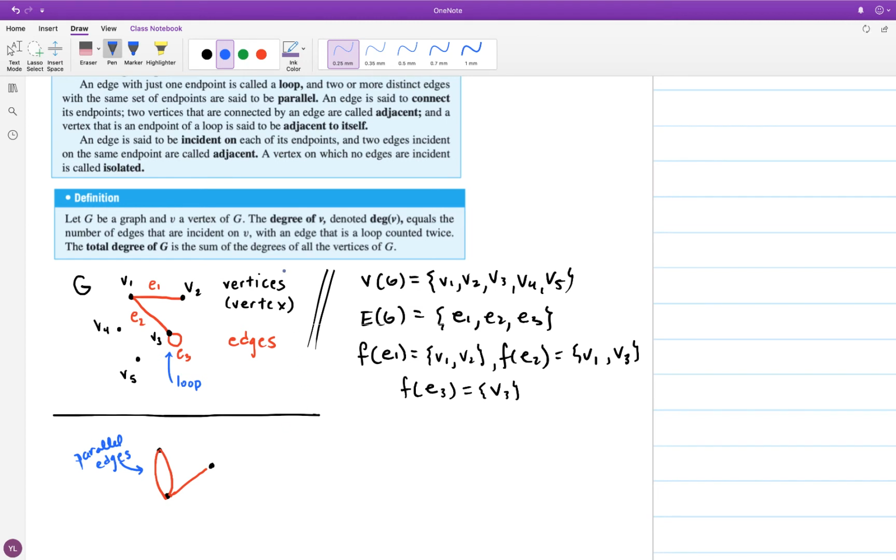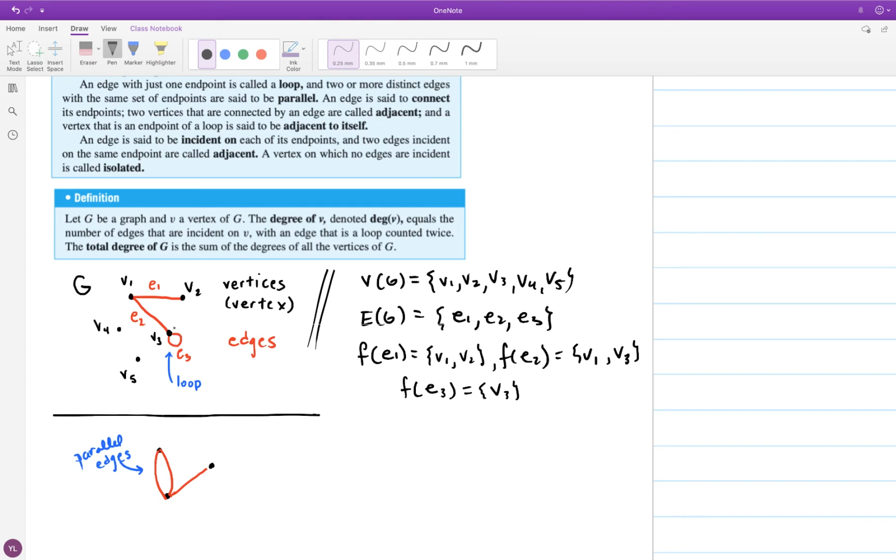Now I want to introduce the notion of adjacency. Two vertices are called adjacent if there is an edge connecting them. So V1 is adjacent to V2 in this graph, and V2 is not adjacent to V3 because there's no edge connecting them. A vertex is called adjacent to itself if there's a loop at that vertex. So V3 is adjacent to itself, like this.